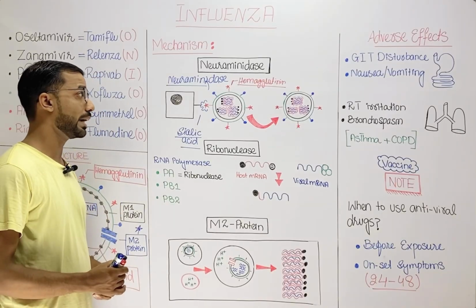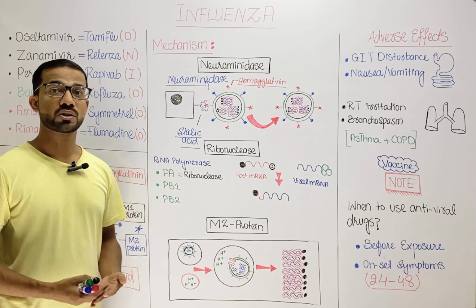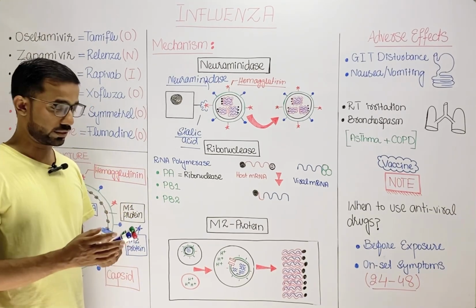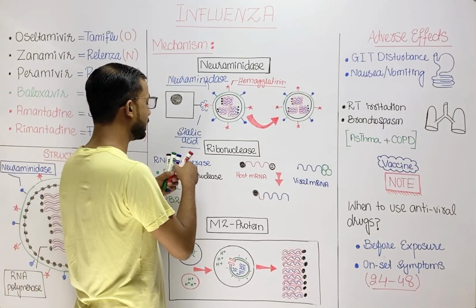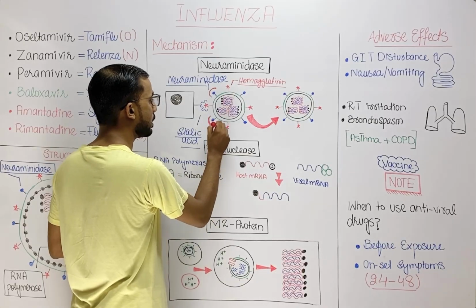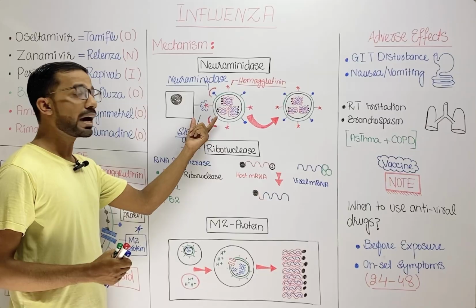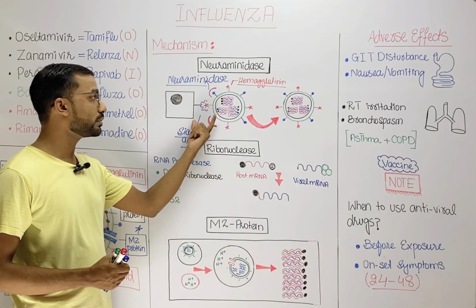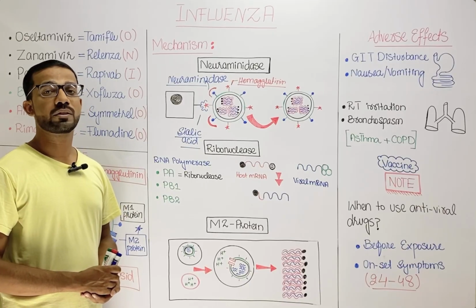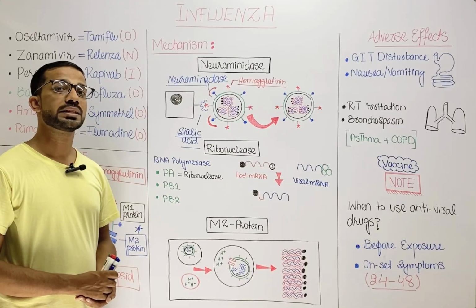But on the other hand, if we take the neuraminidase inhibitor drugs like Oseltamivir, Zanamivir, and Peramivir, these three drugs block the neuraminidase on the membrane, and after the blockage, the detachment of the virus from the cell will not happen, and ultimately the virus cannot be released from the cell. So this is the mechanism of neuraminidase inhibitors.